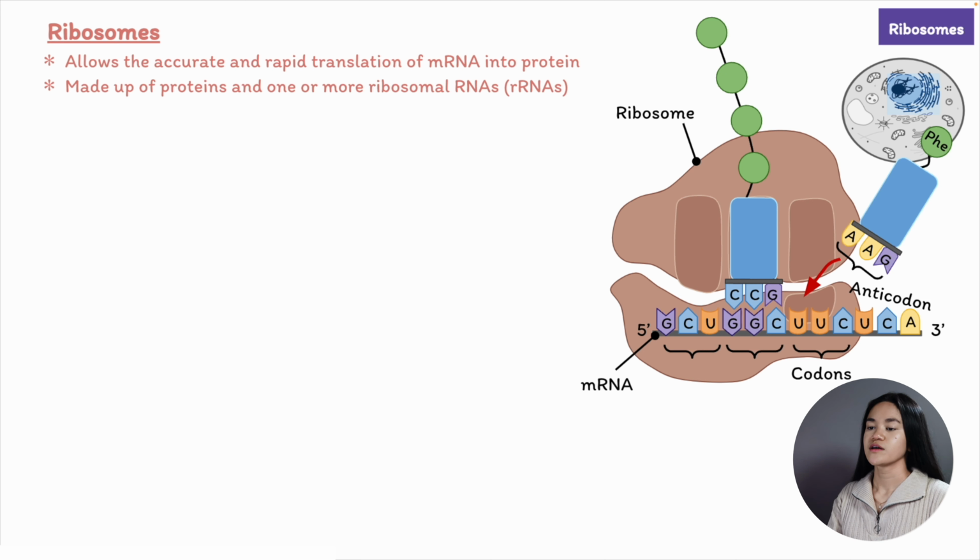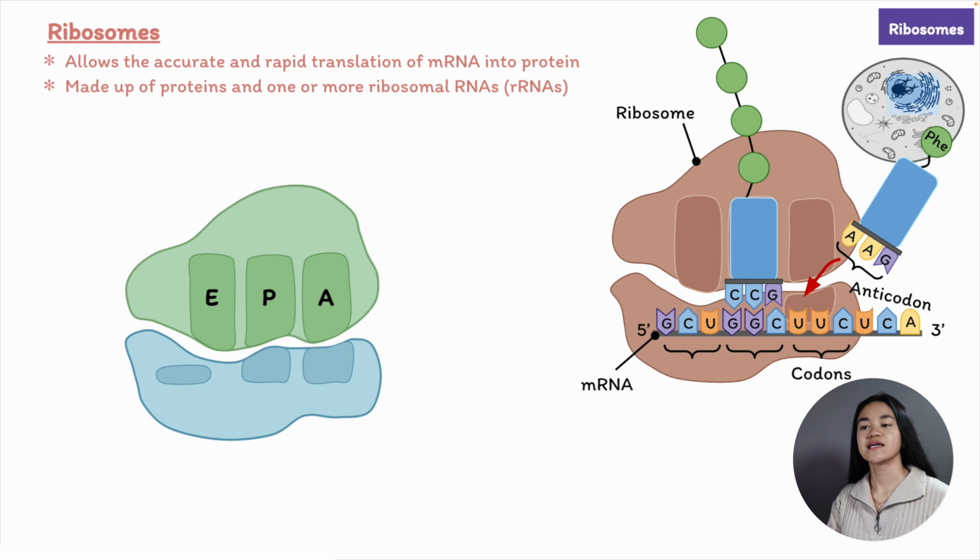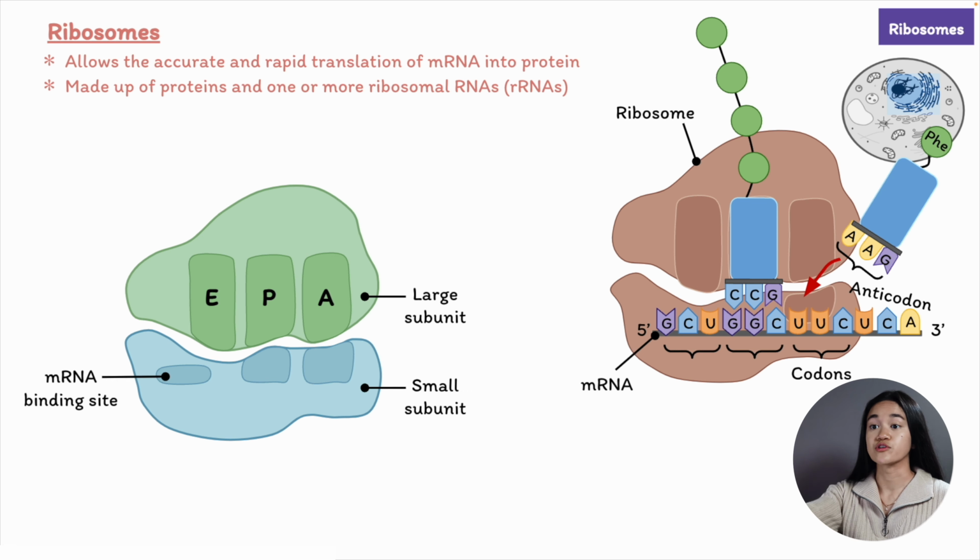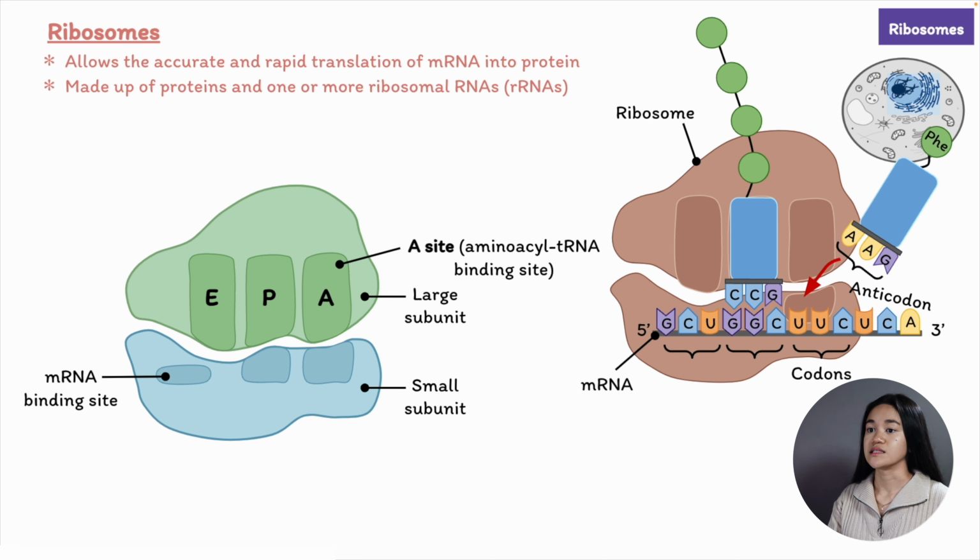Let's take a closer look at the structure of ribosomes and see how they operate in the process of translation or protein synthesis. So we have the large ribosomal subunit and the small subunit, and then here's the mRNA binding site. The ribosome contains 3 binding sites for tRNA molecules called the A site, the P site, and the E site. The A site is the amino-acyl tRNA binding site, which holds the tRNA carrying the next amino acid.